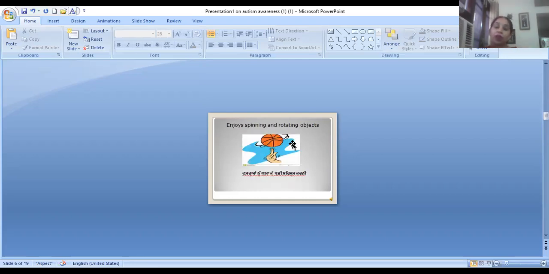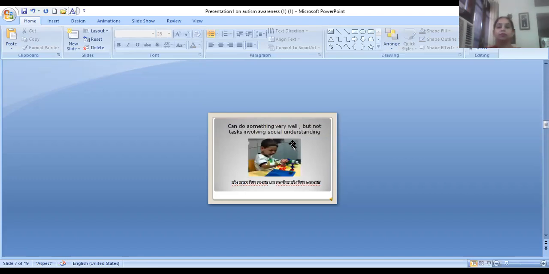Next, they enjoy spinning and rotating objects. The child can enjoy spinning and rotating objects, like Beyblades, like lotus tops, moving wheels of vehicles, fans, etc. So he can enjoy these types of things for hours and hours.